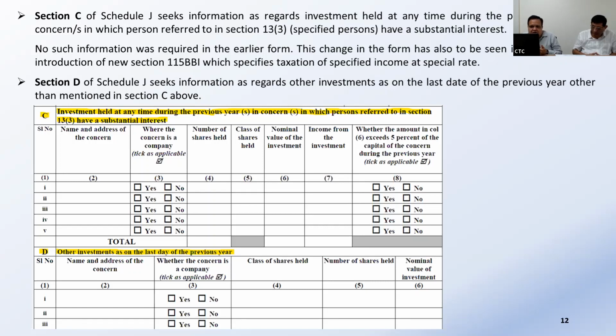And section D of Schedule J seeks information as regards other investments as on the last day of the previous year. Now, other investments, there can be various other investments, corporate bonds, mutual funds. A lot of organizations are nowadays investing in mutual funds. All those information has to be covered.